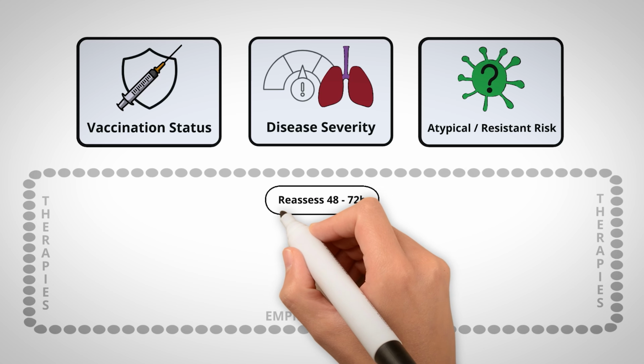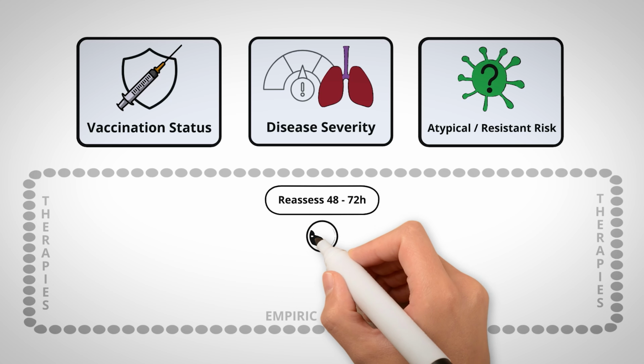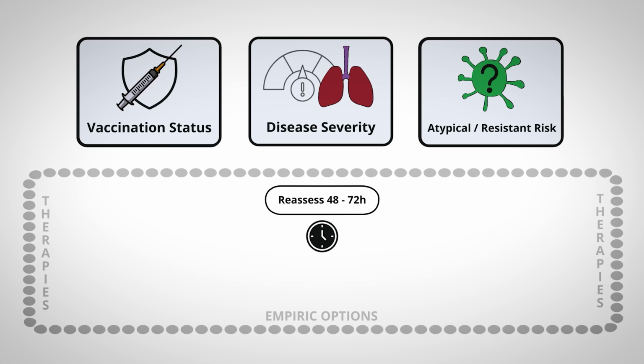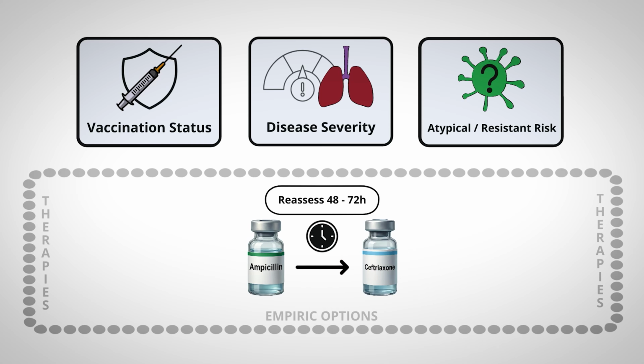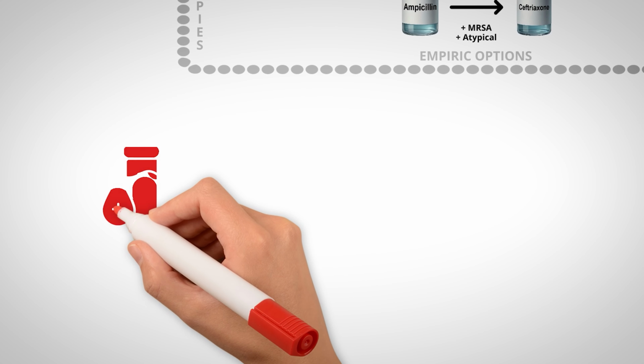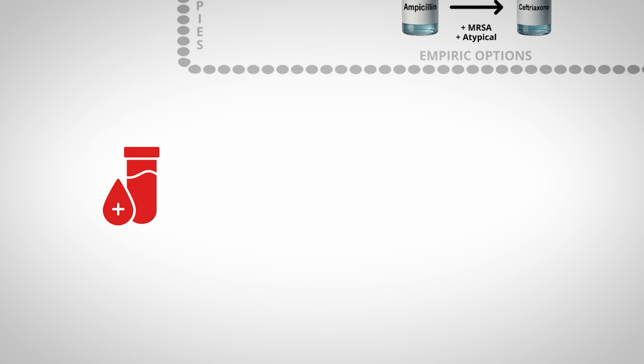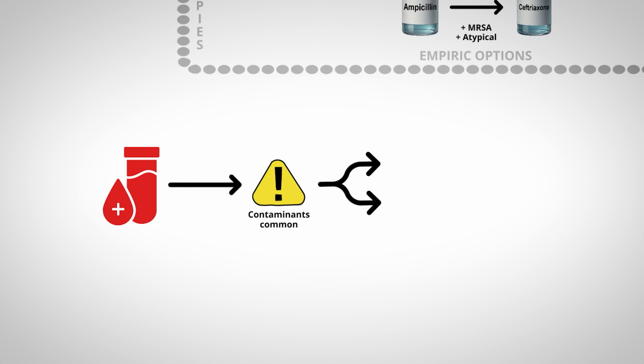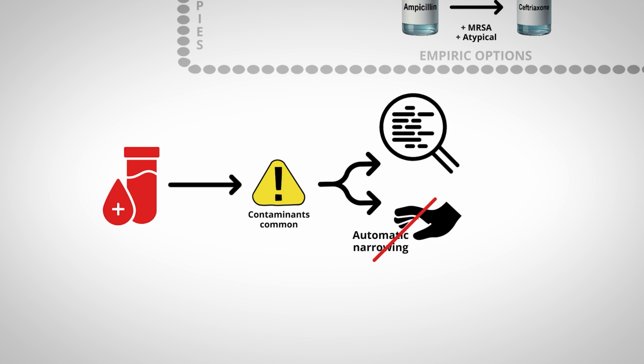Reassess antibiotic therapy at 48 to 72 hours. Most children should show clinical improvement by this time. If there is no improvement, antibiotic coverage should be broadened, such as escalating from ampicillin to ceftriaxone, or adding MRSA or atypical coverage. If cultures identify a pathogen, use susceptibilities to guide therapy. Remember that blood culture contaminants are common, so results should be interpreted carefully rather than automatically narrowing therapy.